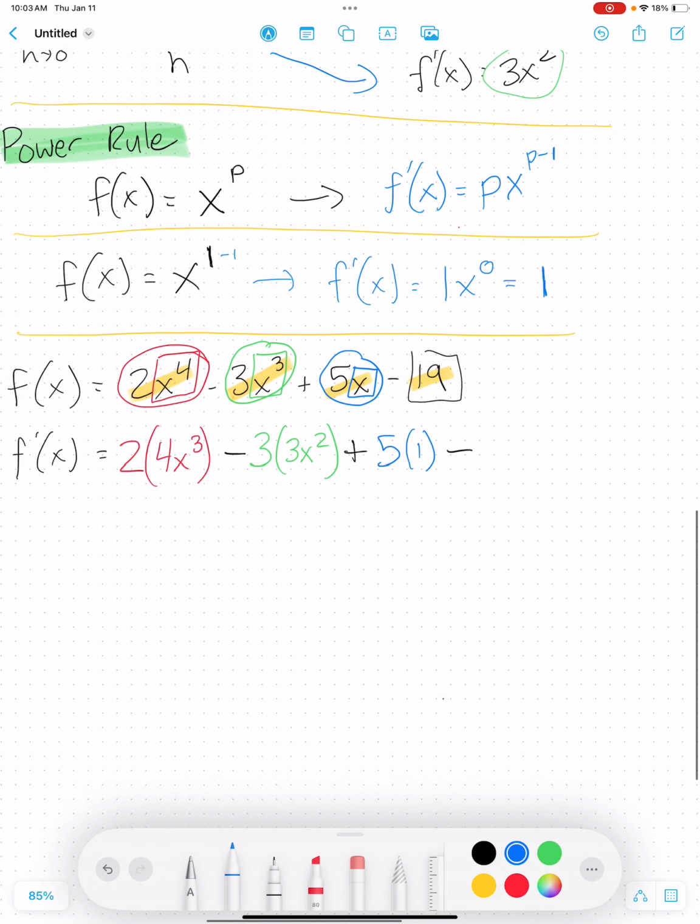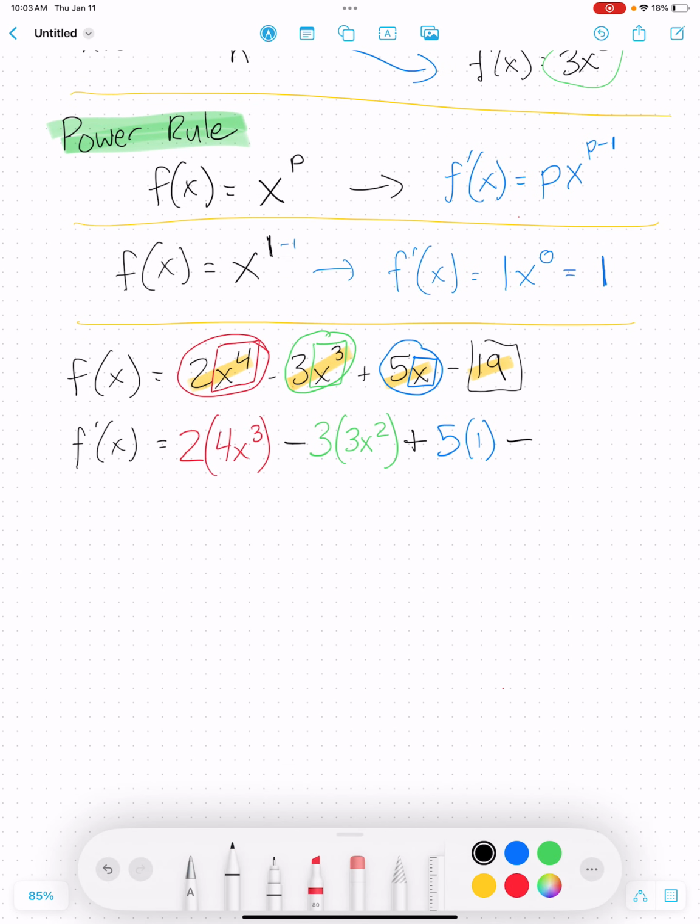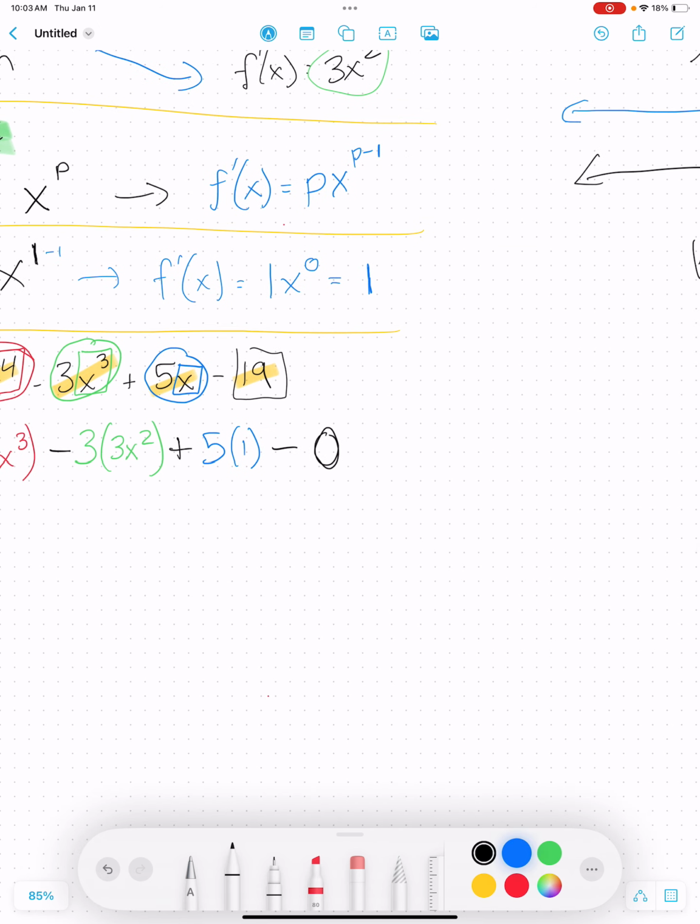So, the derivative of any constant function is 0. We'll go ahead and put that over here. Okay, if f of x equals a constant, then f prime of x is equal to 0. Then the derivative is equal to 0.